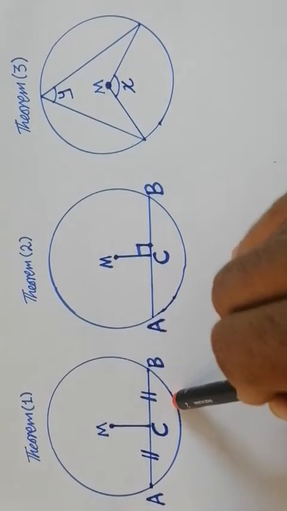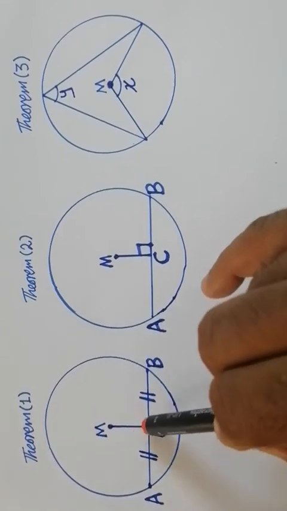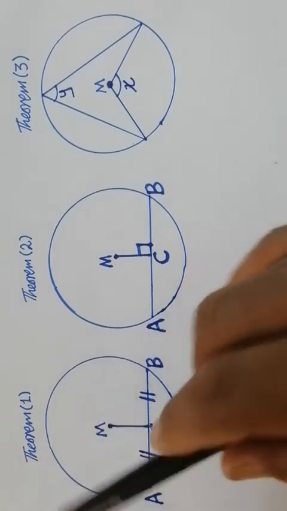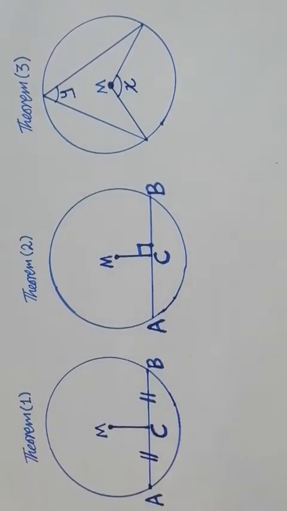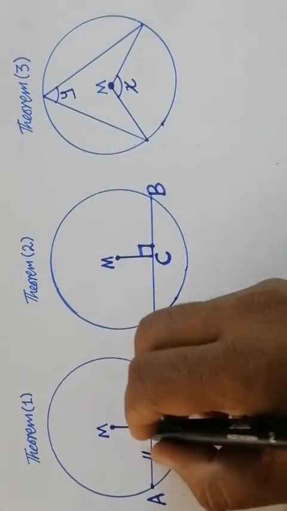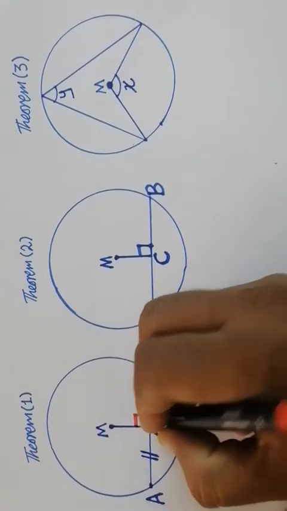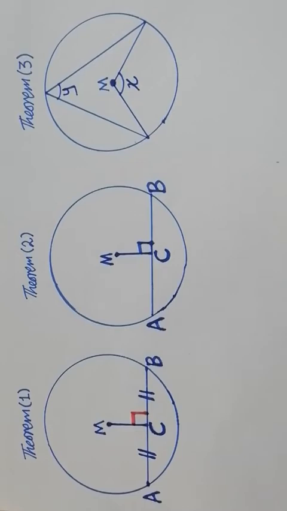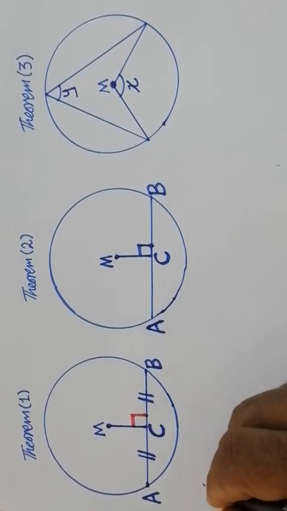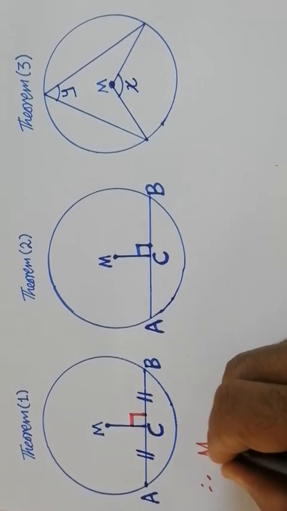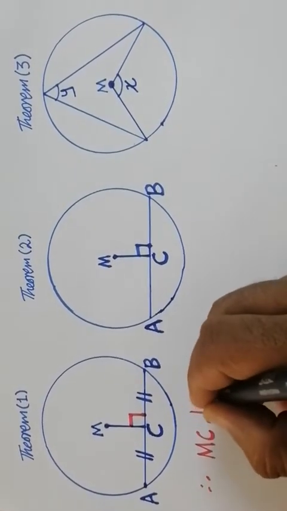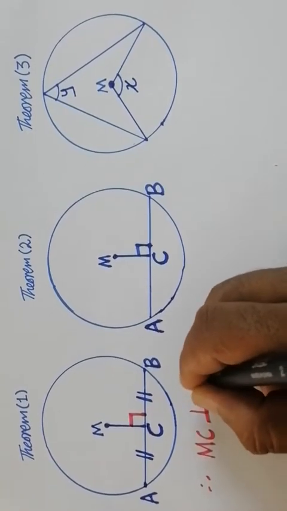What happens for a line segment joining the midpoint of the chord to the center of the circle? This line segment is perpendicular to the chord. So my result in red, it's perpendicular to the chord. So MC is perpendicular to AB.